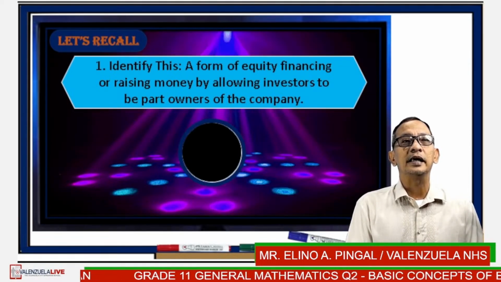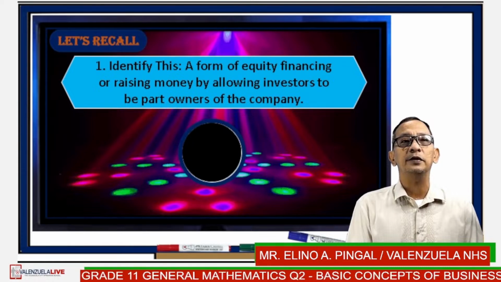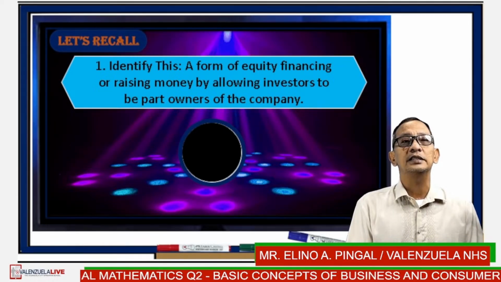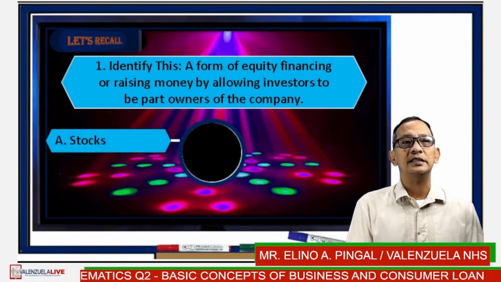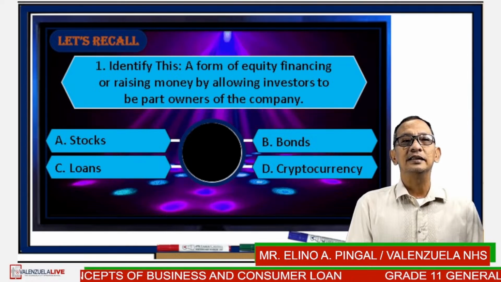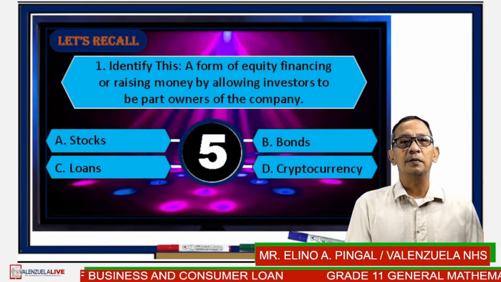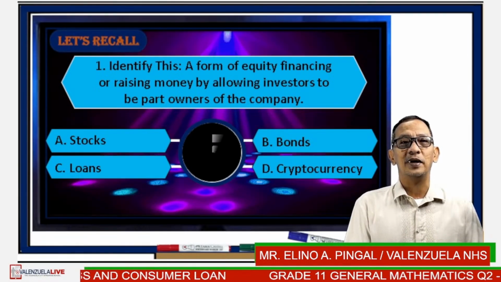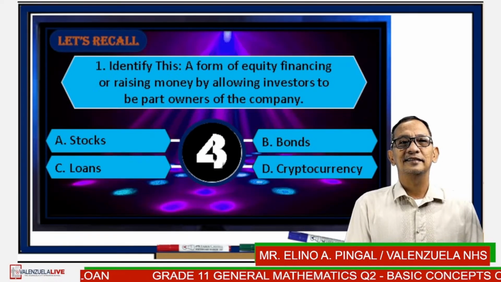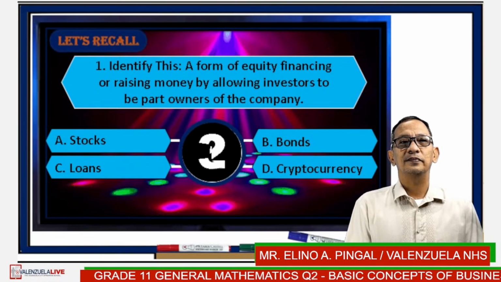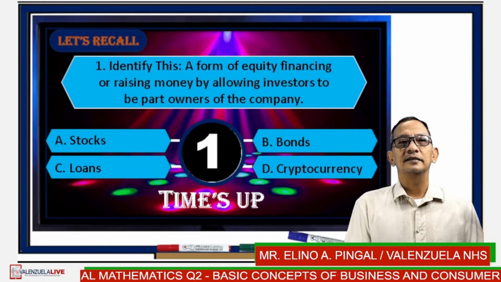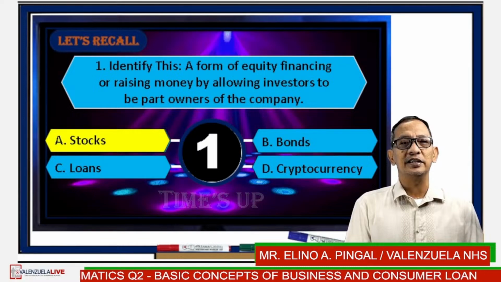Number 1, identify this: a form of equity financing or raising money by allowing investors to be part owners of the company. Letter A, stocks. B, bonds. C, loans. D, cryptocurrency. You have 5 seconds to type your answer on the chat box. Time's up. The correct answer is letter A, stocks.